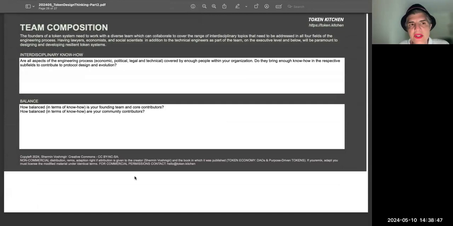Last one, team composition. When you create your team, interdisciplinary know-how is very important, much more so than in previous iterations of creating web-based systems. Just make sure to have all aspects of your economic, political, legal, and technical know-how in your core team. And if you don't have the people in your core team, make sure to have enough budget to hire the experts who can help you.